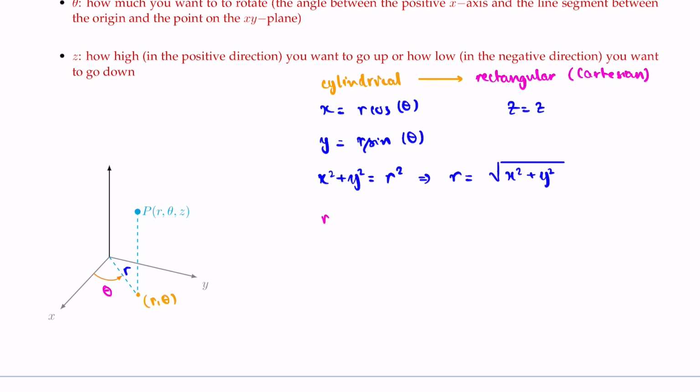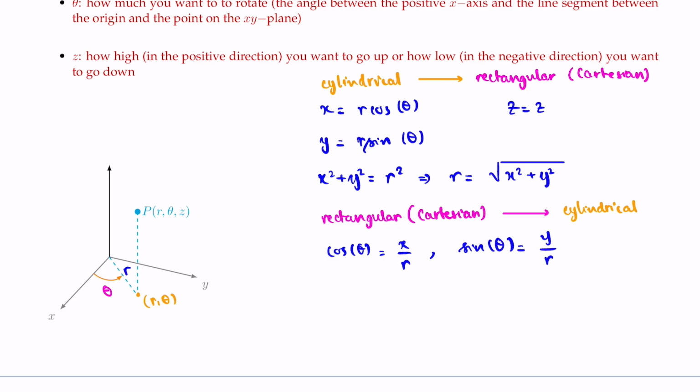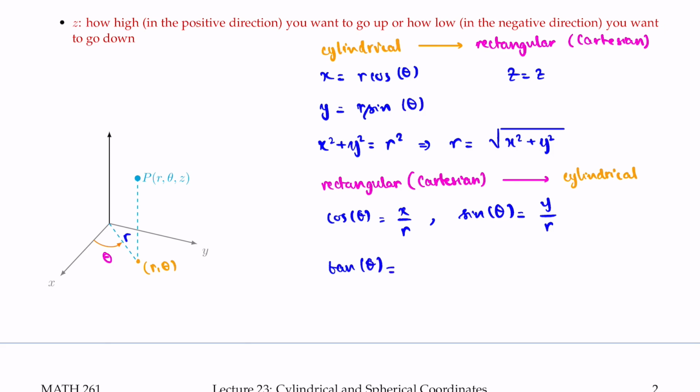Now, what about when you have a rectangular coordinate system or Cartesian coordinate system, and you want to convert that into a cylindrical coordinate system? So you have another set of equations that you can use. That is, cosine of theta is equal to x over r, sine of theta is equal to y over r, and tangent of theta is equal to y over x. And again, z is just equal to z. So using these two sets of equations, you can go back and forth between cylindrical coordinates and rectangular coordinates with ease. So now let's take a look at the following example.